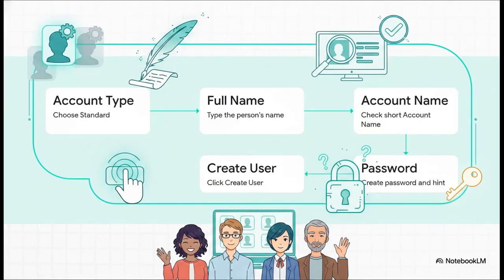And that brings us to phase 2, the final creation steps. Step 6, choose that account type, which, as we discussed, is usually going to be standard. Step 7, type the person's full name. Step 8, carefully check the account name. Step 9, create a solid password and a highly recommended password hint. And finally, step 10, click Create User to lock the new profile into the Mac. After that, you just restart or log out, and boom, that new person will instantly appear right on your Mac login screen.